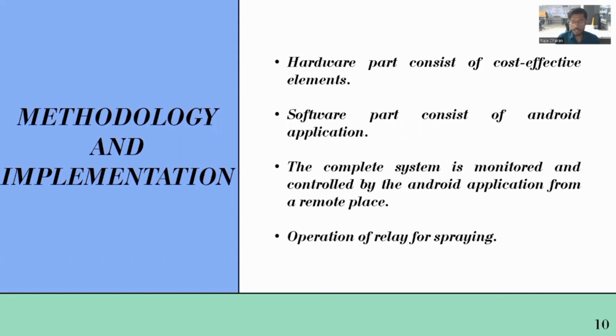So the complete system is controlled and monitored through an Android application from a remote place. It means that the farmer can spray pesticide to the fields by keeping some distance from the fields. So there will be operation of a relay for the pesticide spraying robot. We will use a DC pump for spraying the pesticide, and this DC pump will be controlled by a relay.